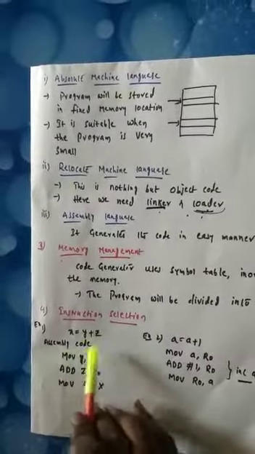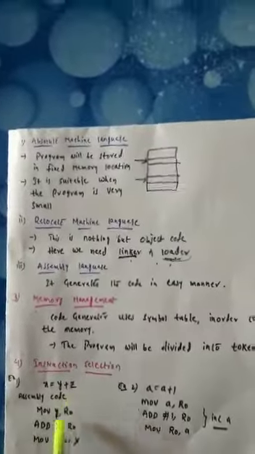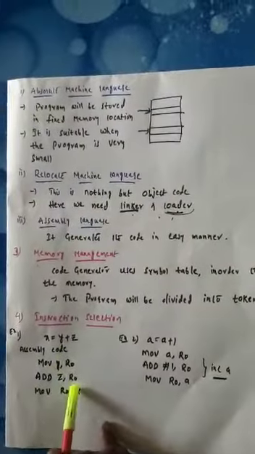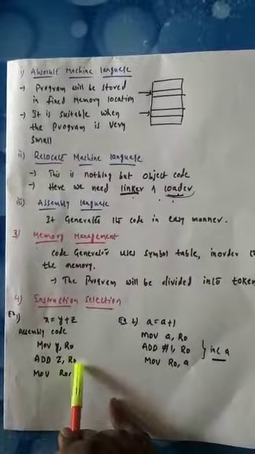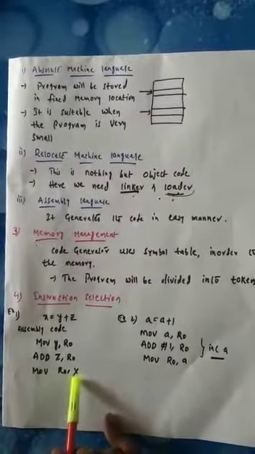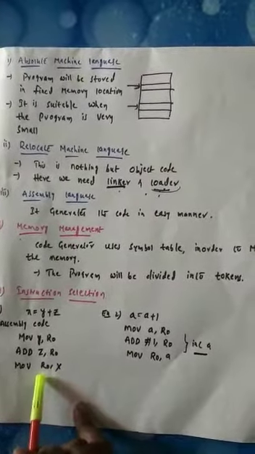So here the assembly language code for the above instruction is move y comma r0. The contents of y can be stored in the register r0. The second one is add z comma r0, since x equals y plus z. The third one is move r0 comma x. So finally the result can be stored in the register r0.